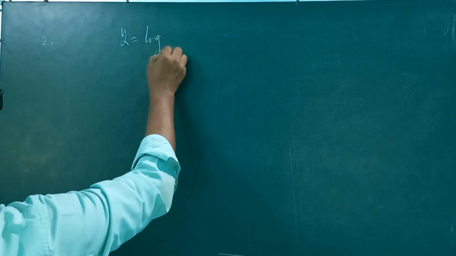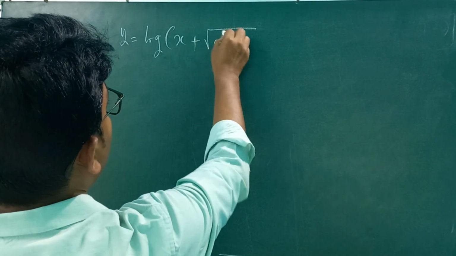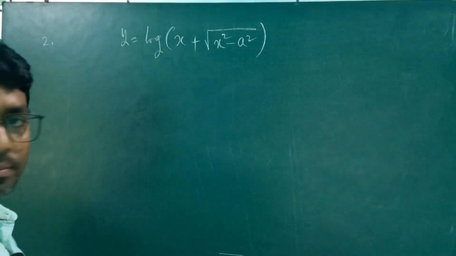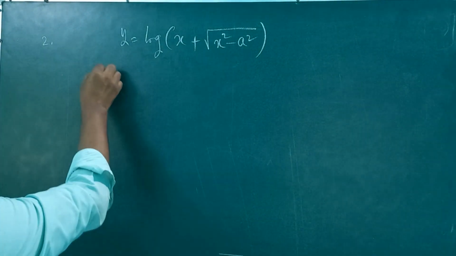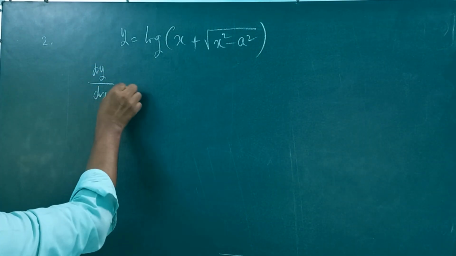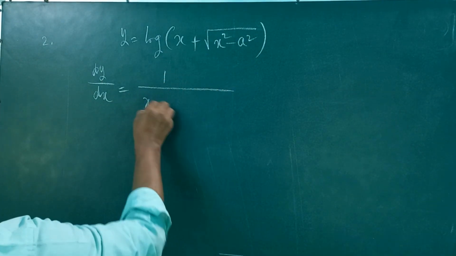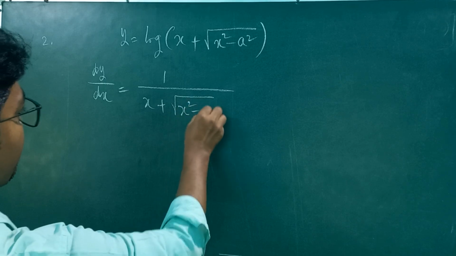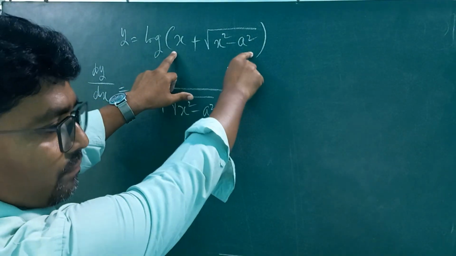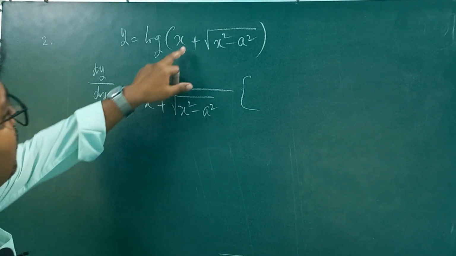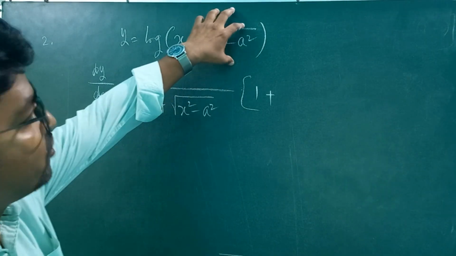Now same type of problem, number 2. y equal to log of x plus root over x square minus a square. This is a very common structure of logarithm. So what is dy by dx? The derivative of log x is 1 by x, into now the derivative of this function. What is the derivative of x? 1, plus this one is root x.